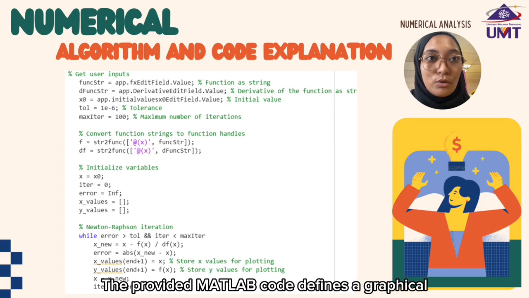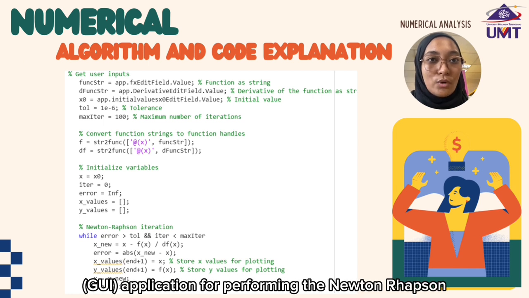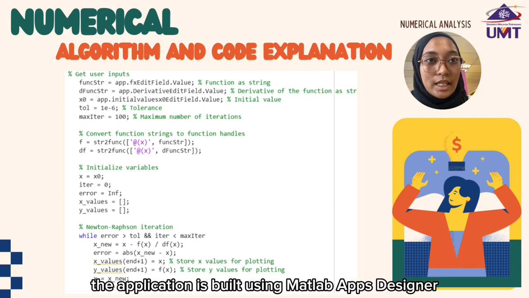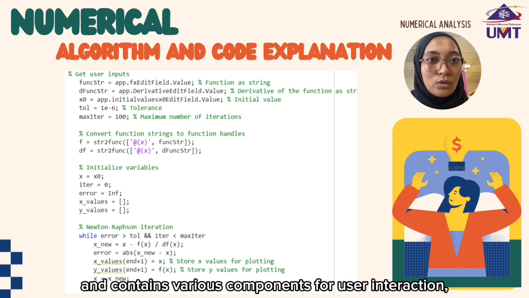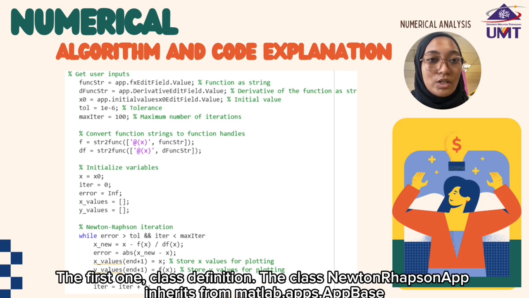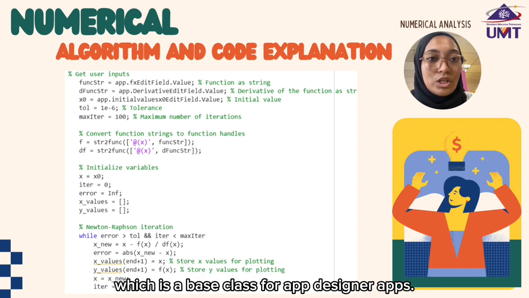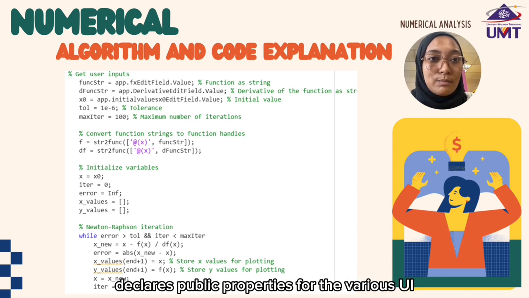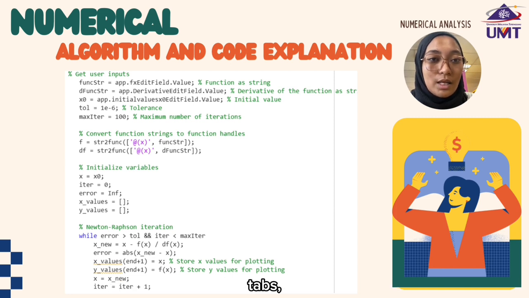The provided MATLAB code defines a graphical user interface (GUI) application for performing the Newton-Raphson method to find roots of a given function. The application is built using MATLAB's App Designer and contains various components for user interaction, result display, and graphical visualization. For class definition and properties, the first one, class definition. The class Newton-Raphson app inherits from matlab.apps.AppBase, which is a base class for App Designer apps. Next, properties. The properties block declares public properties for the various UI components, such as the main figure window, tabs, panels, labels, edit fields, buttons, and axes.